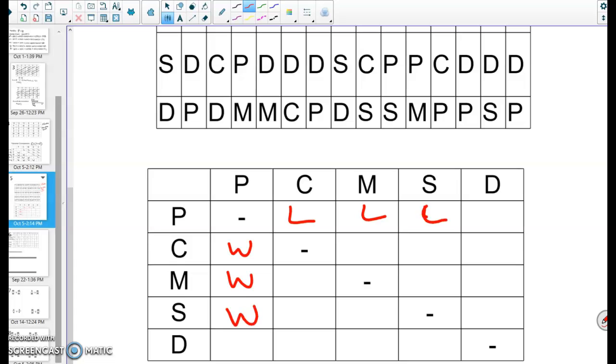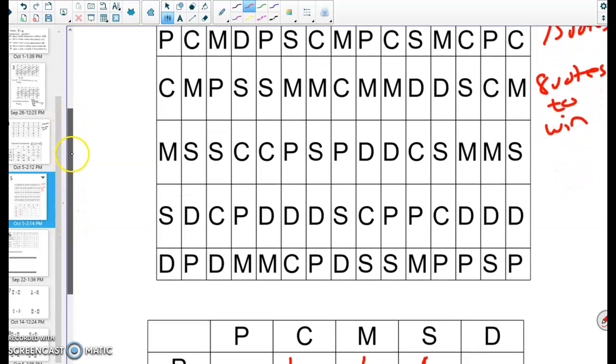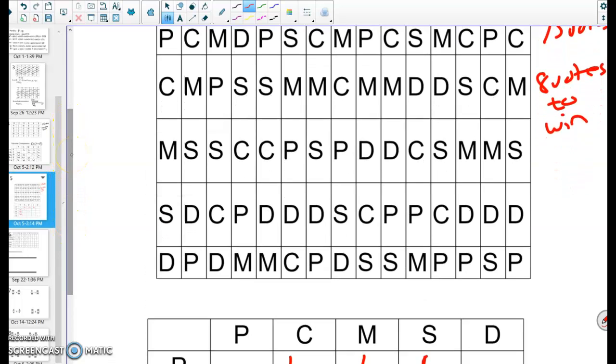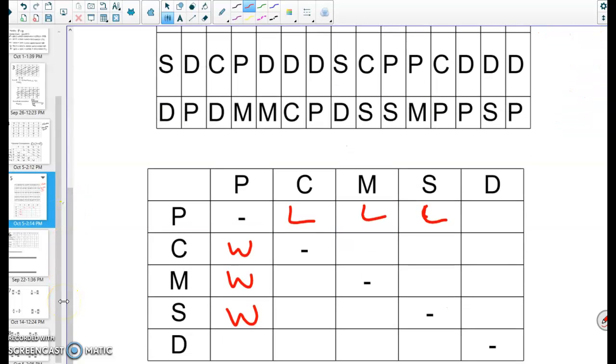Finally, P versus D. 1. Nope. 2. No. 3. 4. No. 5. P over D. 6. P over D. No. No. No. No. 7. And the last column is a no. So unfortunately for P, P loses every one.